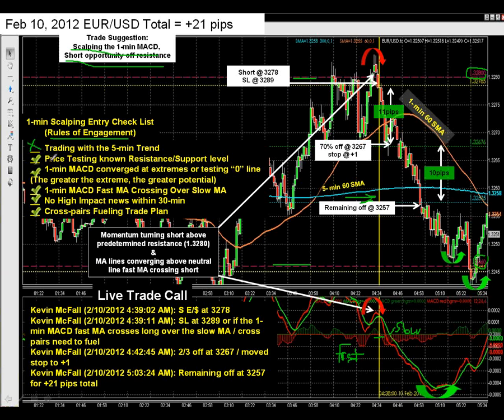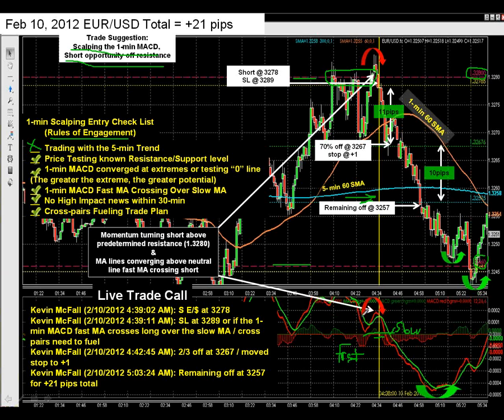However, we'll go down to the remaining questions. Is price testing known resistance or support? Well, yeah, sure it is. Right here's resistance. Price has come up here to test it, and it's been hovering around this resistance level for quite a while. So yes, we're testing resistance. Is the 1-minute MACD converged at extremes or testing the zero line? Well, here's our zero line right here, and the 1-minute MACD has come up just above the zero line, overbuying itself, a little bit overbought here.